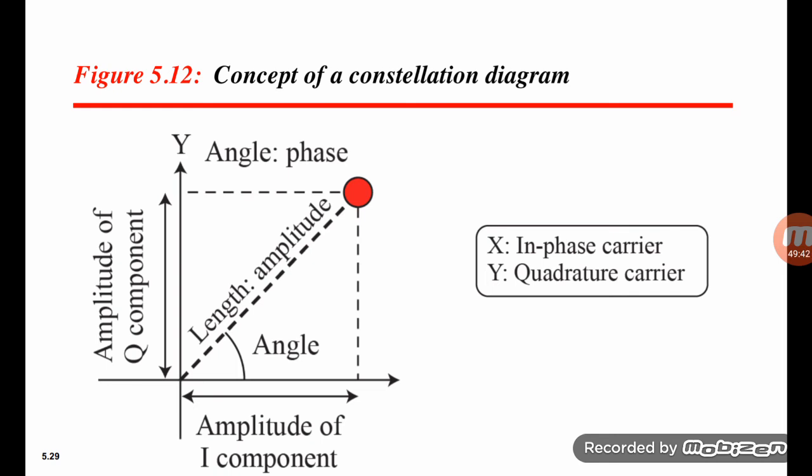Now this part is called the I component, or in-phase component, and this part is called the quadrature phase component, or Q component. X is the in-phase carrier and Y is the quadrature carrier, because we are talking about the carrier signal.